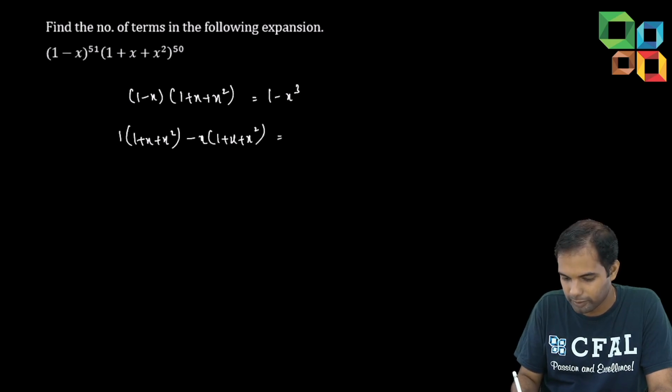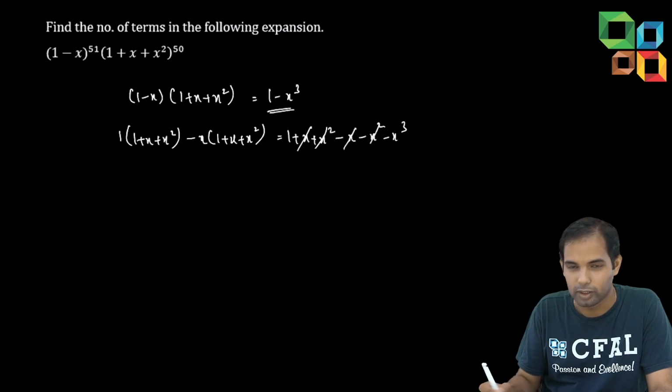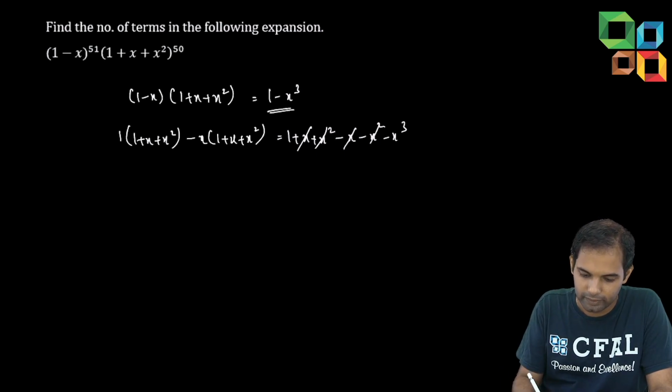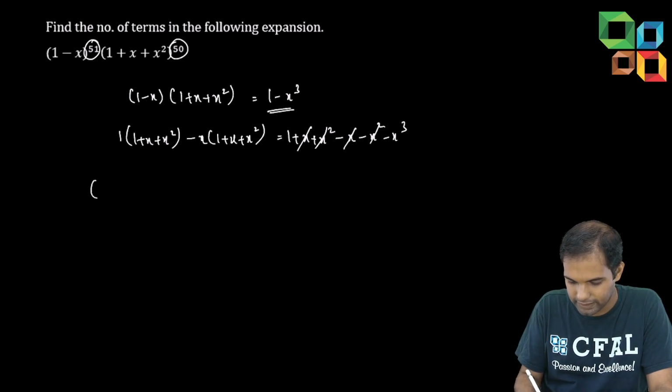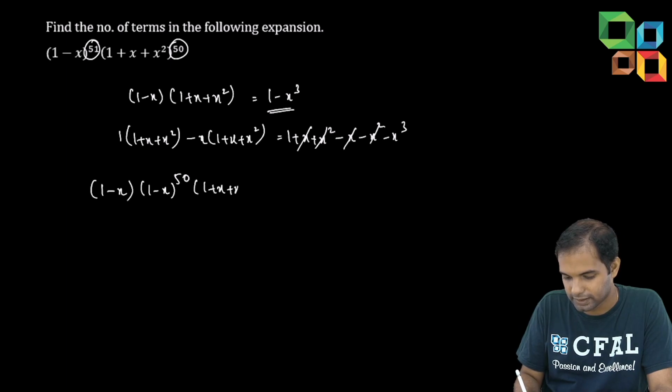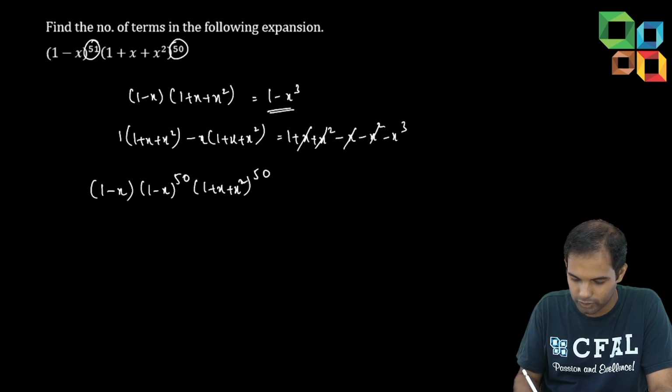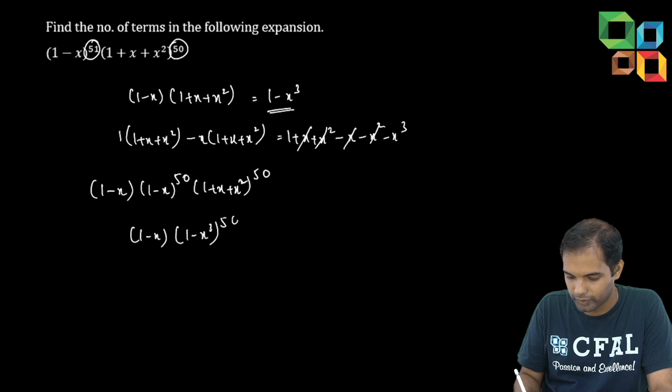Fine. So what I'm going to get? 1 plus x plus x squared minus x minus x squared minus x cubed. You can see these terms get cancelled. All that remains is 1 minus x cubed. Okay, one more issue is the powers are not exactly same. But I can get rid of that. I can write (1 minus x) power 50 into (1 plus x plus x squared) power 50. Now I can certainly multiply those two. So it is (1 minus x cubed) whole power 50.